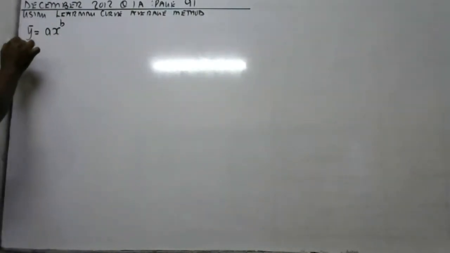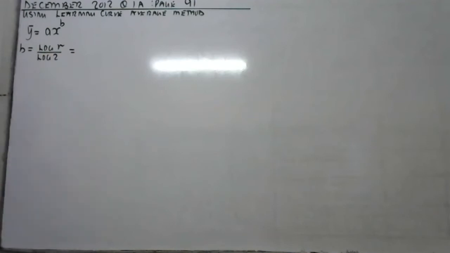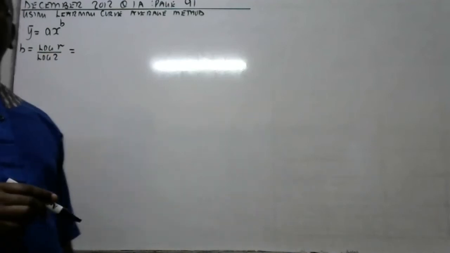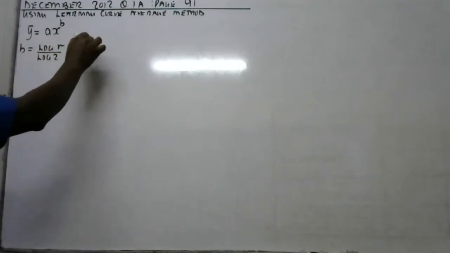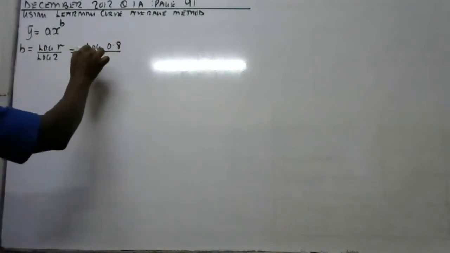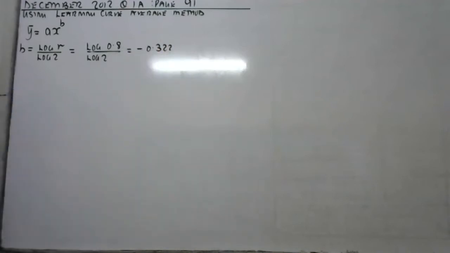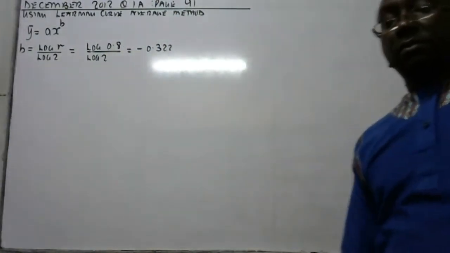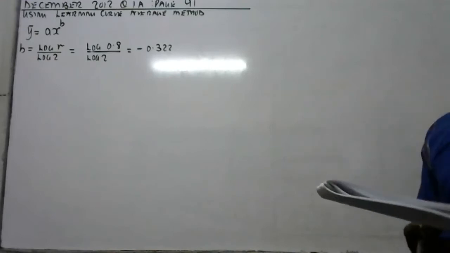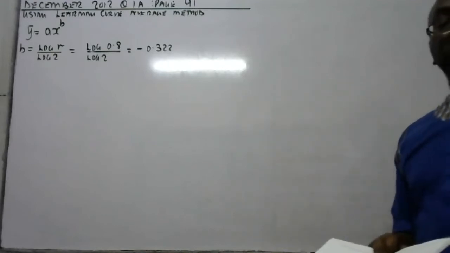So we start identifying these items. B, we know it is given as the log of R divided by the log of 2. So this will be the logarithm of 0.8 divided by the logarithm of 2. Check whether it is the one they have given us there. Minus 0.322, to 3 decimals, right? Okay.